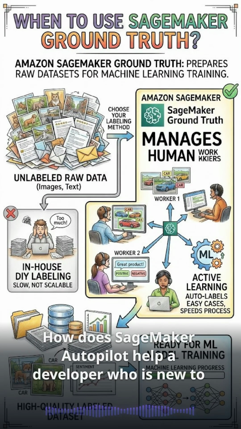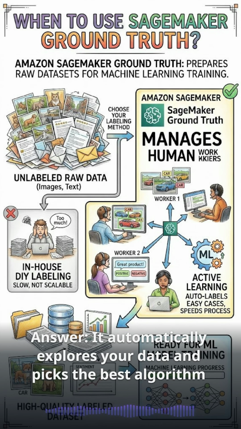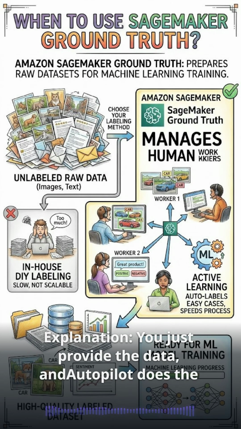65. How does SageMaker Autopilot help a developer who is new to the world of machine learning? It automatically explores your data and picks the best algorithm and settings to create a high-quality model. You just provide the data, and Autopilot does the heavy lifting of training and tuning many different models.